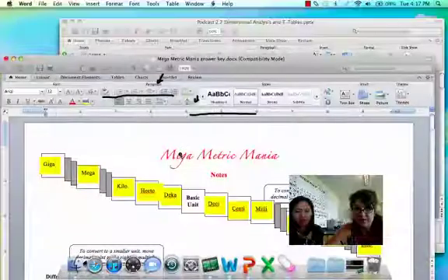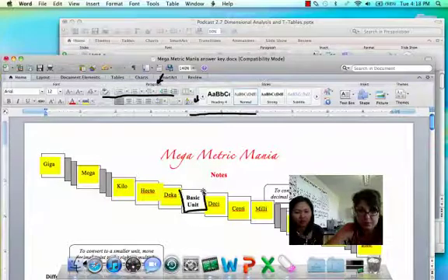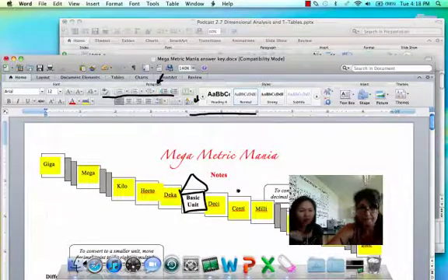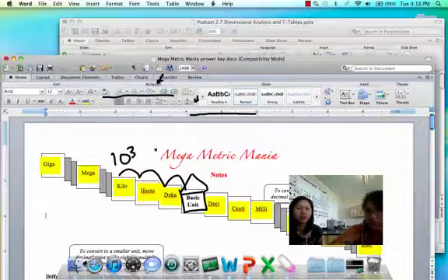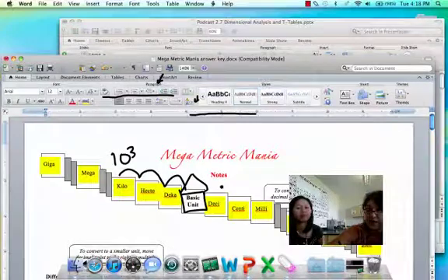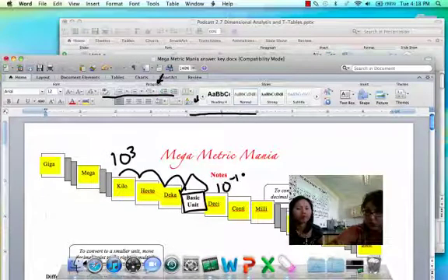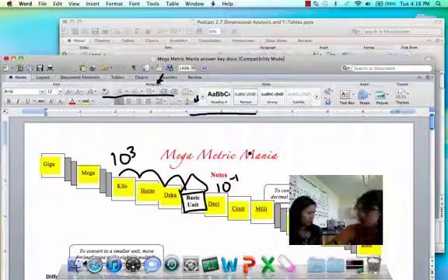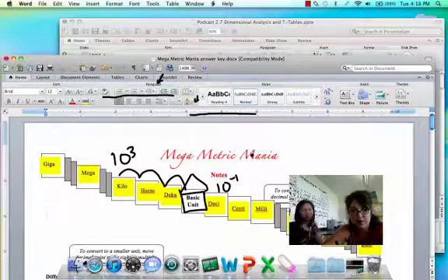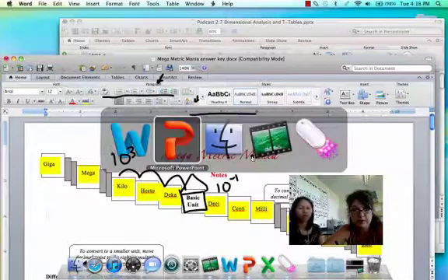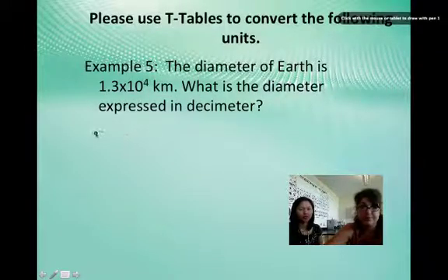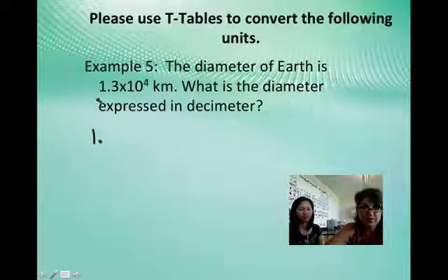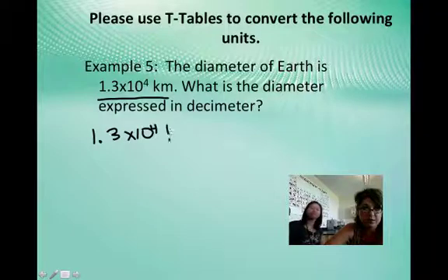How many steps is kilo from home? Here's home, and that's kilo right there. Pointing: 1, 2, 3. Because it said 10 to the third. 3 steps. And then deci is the next one over. It's 10 to the minus 1, so it's 1 step. Oh, that's easy. So now we know what to put in our T table. Let's go back and do it. Start with what you're given. Underline it. Do not forget. 1.3 times 10 to the 4 kilometers.